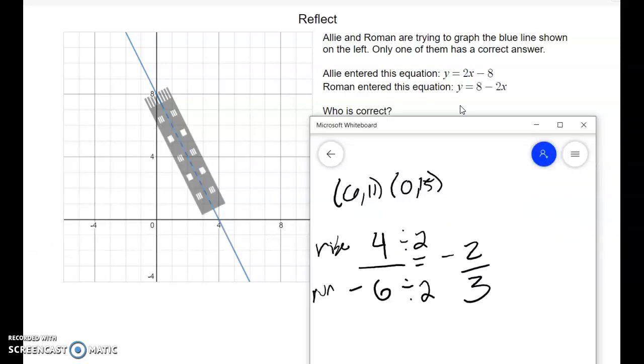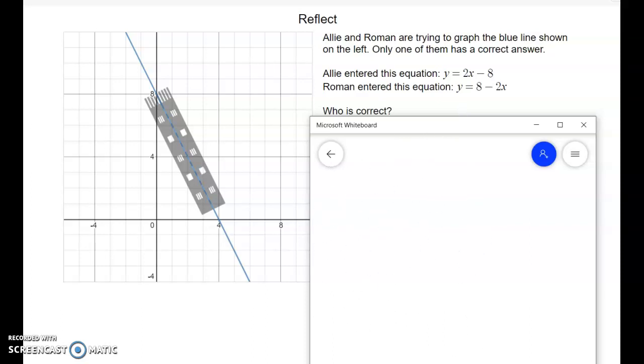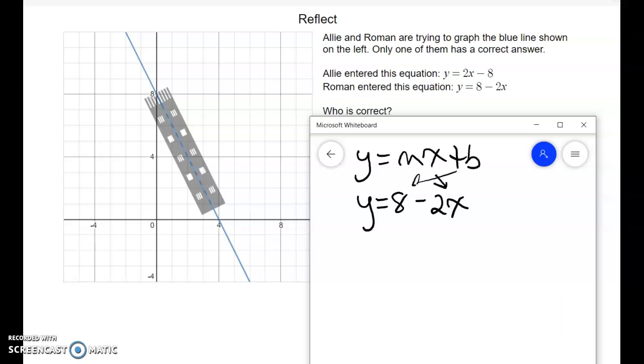So what's really cool about this is I can actually flip around Rowan's equation so it looks similar to Allie's. And what I mean by that is, instead of it being y = 8 minus 2x, if I flip these two places, because remember, we have y = mx plus b, and this is our slope, and this is our y-intercept. If I flipped it around, I'd have -2x plus 8 for Rowan's. So what I can see here is now I can compare them.